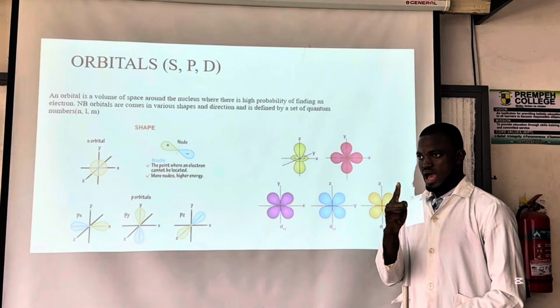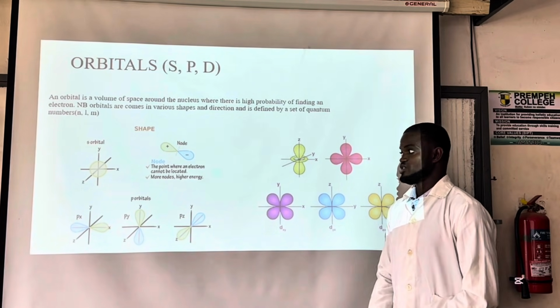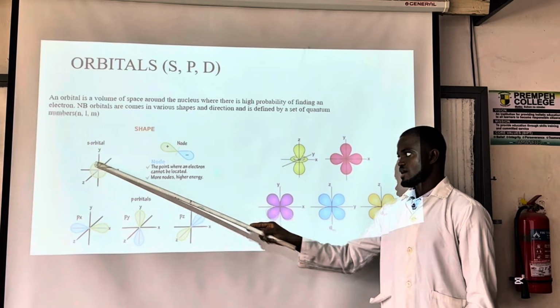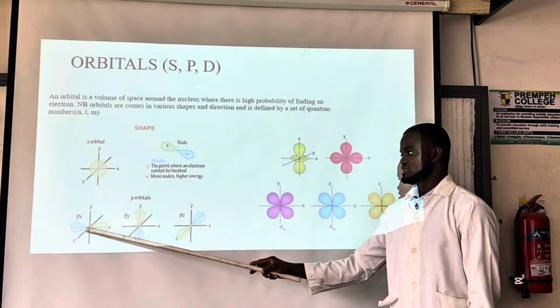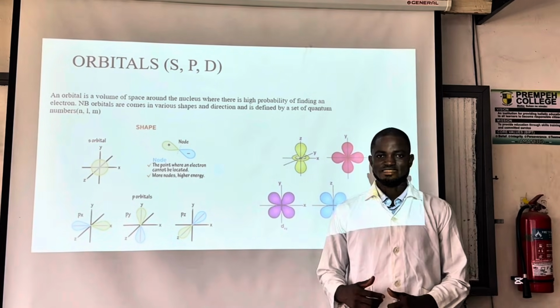Remember, the question will ask you to draw the shape using the diagram to describe s and p orbital. Let us know that it is spherical with the Cartesian plane. Let us know it is dumbbell, and let us know the possible orientation in the x, y, and z axis.